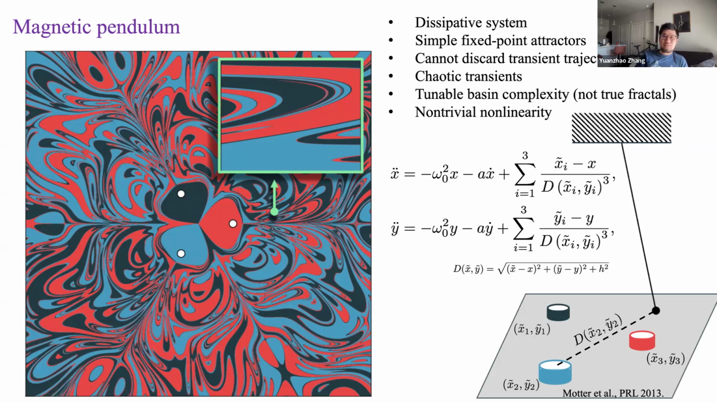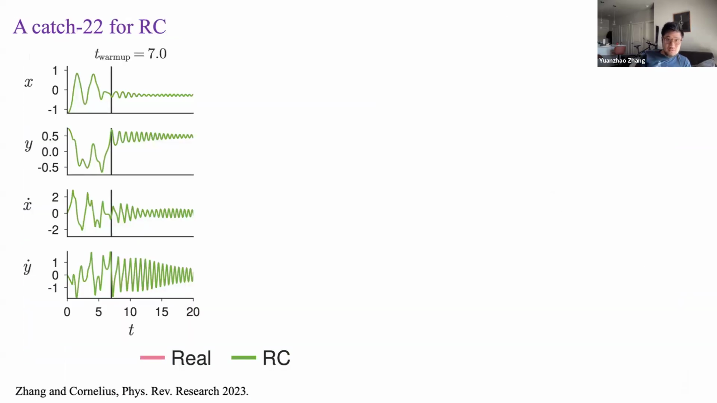And finally, this system is interesting also because it has non-trivial nonlinearity, which is the nonlinear magnetic pendulum interaction here, which is different from the usual quadratic nonlinearity we usually encounter in those traditional benchmark systems. So it'd be interesting to see how reservoir computers do on this system. So let's test the traditional reservoir computers first. Here you can see that we're actually plotting two curves. One is the real system, and the other is the prediction from the reservoir computer. And you can only see one curve because the reservoir computer does really well, and they basically overlap.